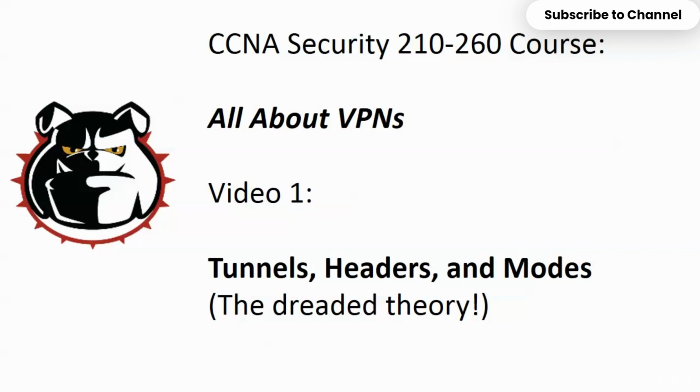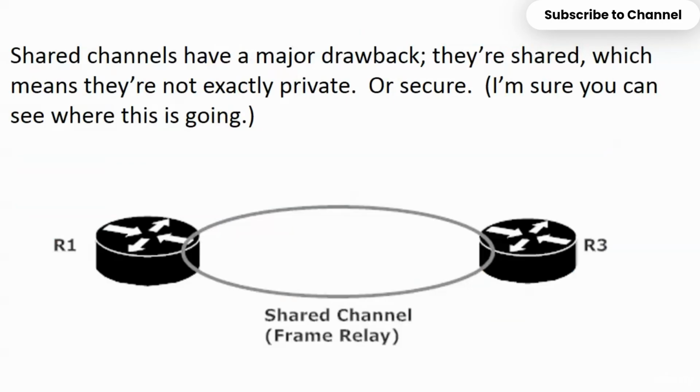Speaking of theory, the first question I have, maybe the first question you have, is why we VPN in the first place. And the reason is that the shared channels that we generally use between routers, between WANs or over our WANs, they have a major drawback. They're shared. And if something is shared, what does that mean when it comes to privacy? Privacy may not be the best. It also may not be terribly secure. So I'm sure you already see where this discussion is going.